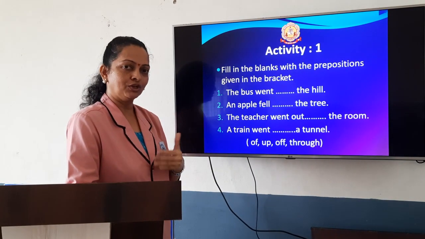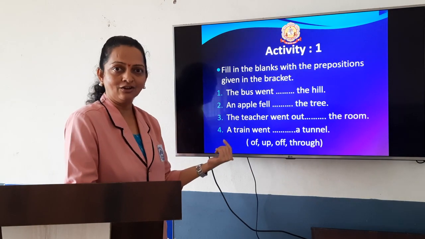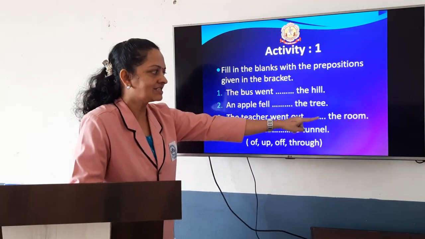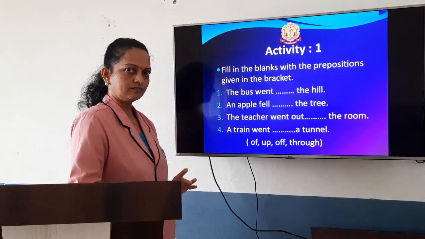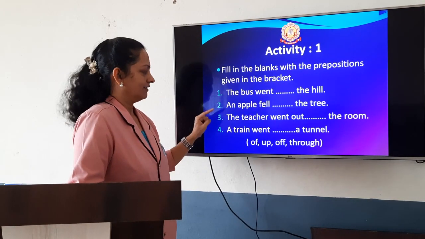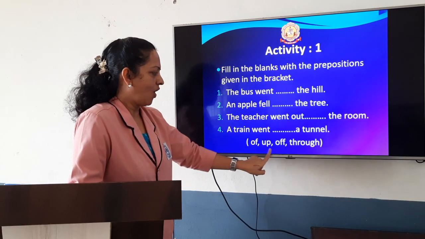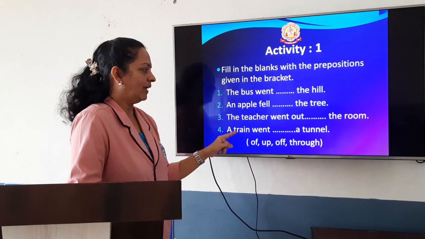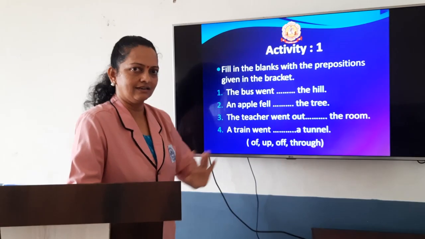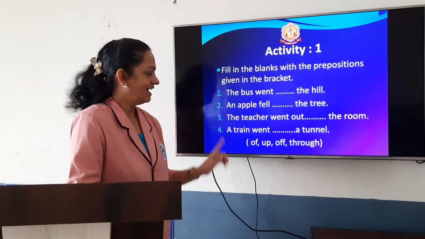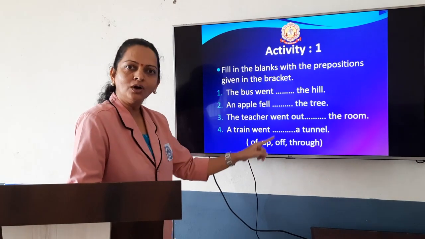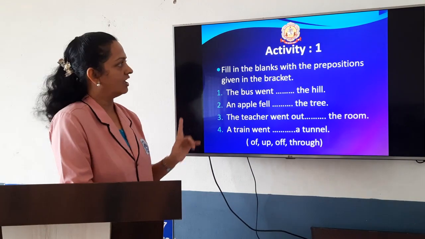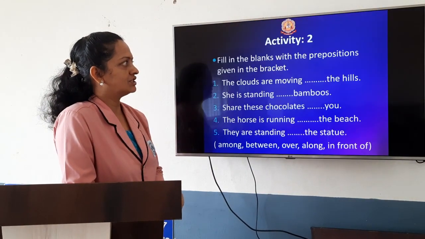Why am I giving a gap? So that you can actually think of the answer. The teacher went out dash the room. The teacher went out of the room. Last sentence. A train went dash a tunnel. Of course, only one is left over here. A train went through a tunnel. We have one more activity, then we will stop with this class of prepositions. One more activity. Activity 2.